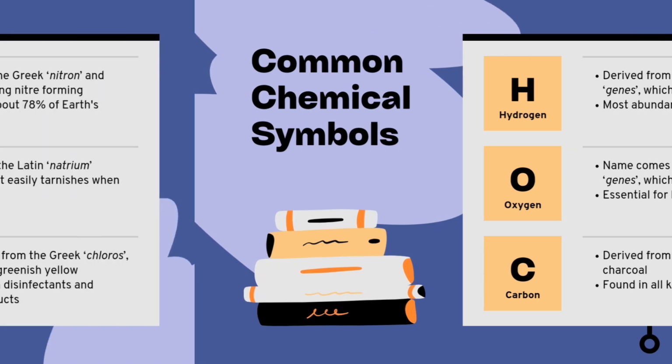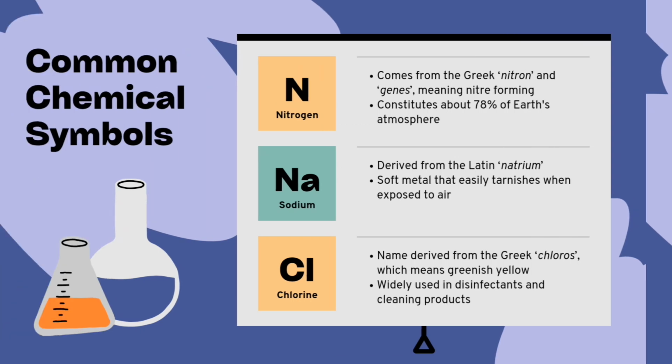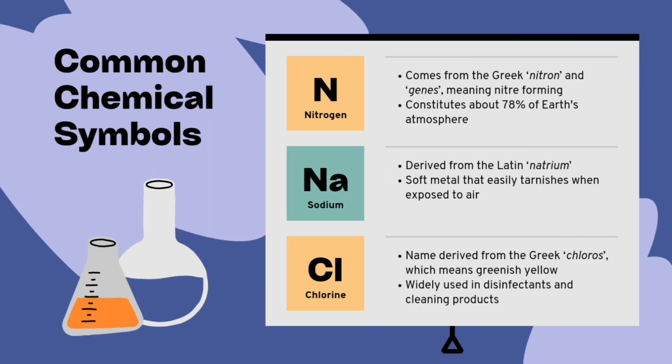Likewise, we would learn about some other chemical elements. Nitrogen comes from the Greek word nitron and constitutes 78% of the Earth's atmosphere. Sodium, derived from the Latin natrium, is a soft metal that easily tarnishes when exposed to air. Chlorine, whose name is derived from the Greek word chloros, which means greenish yellow, is widely used in disinfectants and cleaning products.